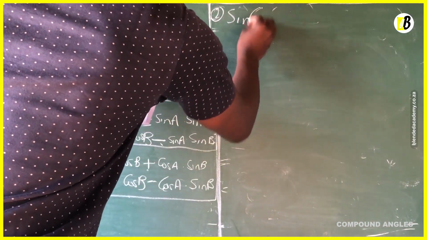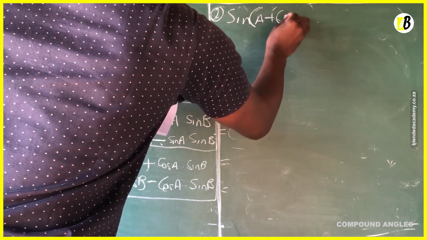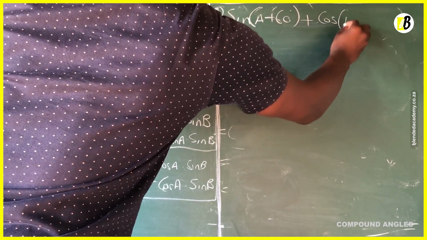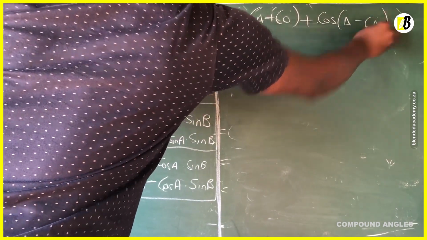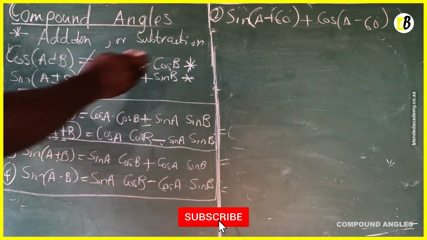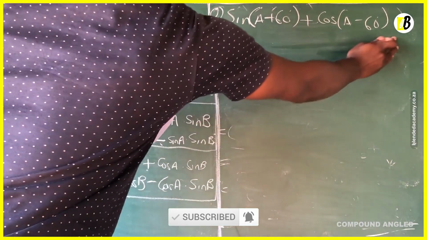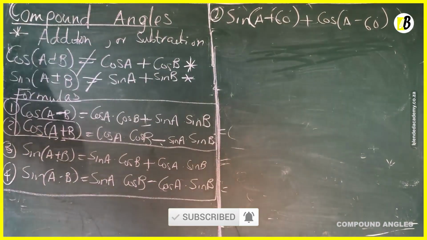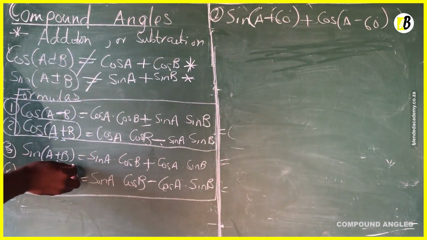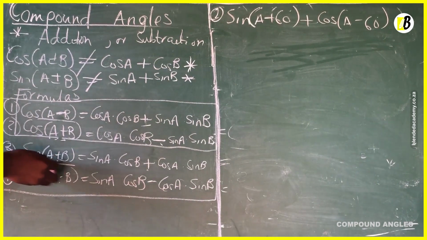So we have sine of A plus 60 degrees plus cos of A minus 60 degrees. So we know that we're dealing with sine now. Let's go back to our formulas. I'll try to make space for everything now. Just try to squeeze everything in, and then we can just work on one line. So now with the sine A plus 60, it's this one, the third formula.